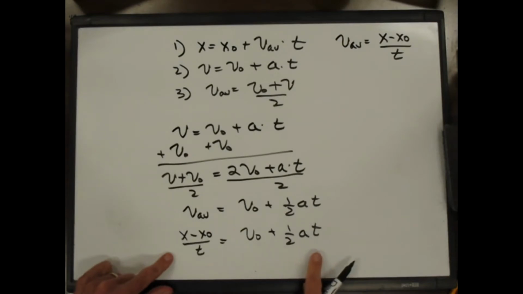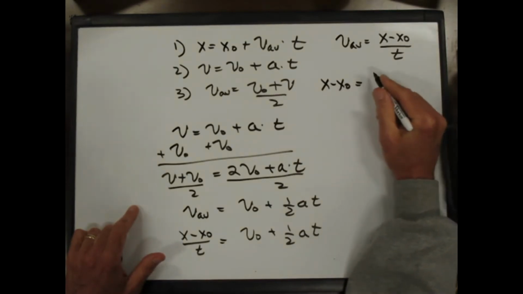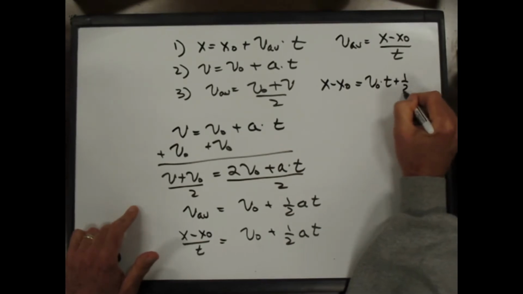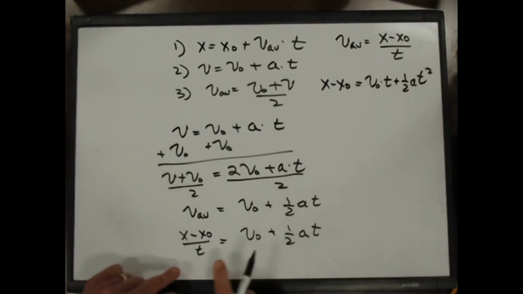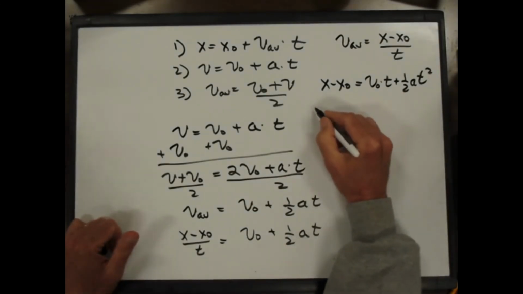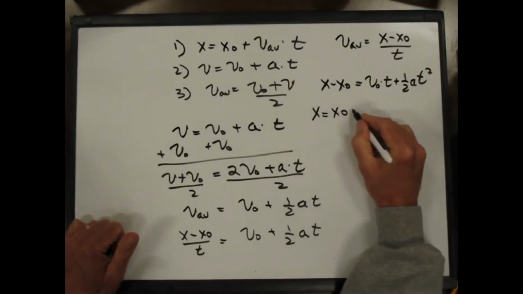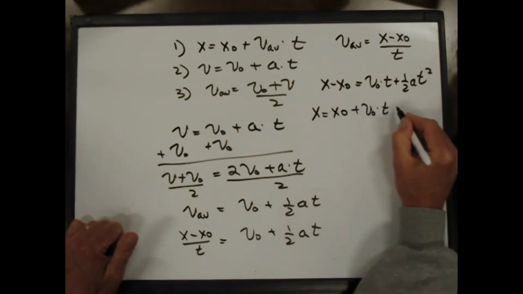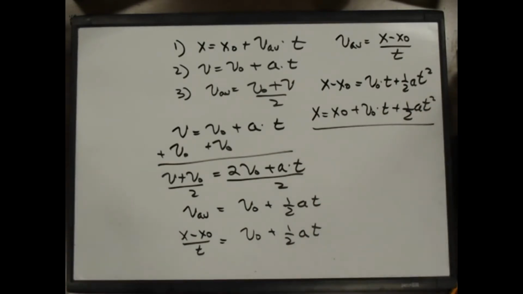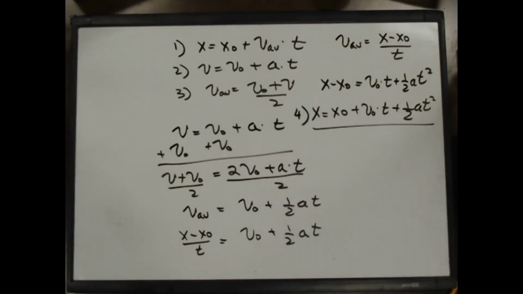I'm going to cross multiply the time, and I'll go up here, I get x minus x naught is equal to V naught times the time plus 1/2 the acceleration times the time squared. I multiply both sides by time. This guy gets a time and this guy gets a time, which makes him a time squared. And then I can write this as x equals x naught, by adding x naught to both sides, plus V naught times time plus 1/2 acceleration times time squared. Right, and I would call this equation 4. I'll write them all on one screen in just a minute.